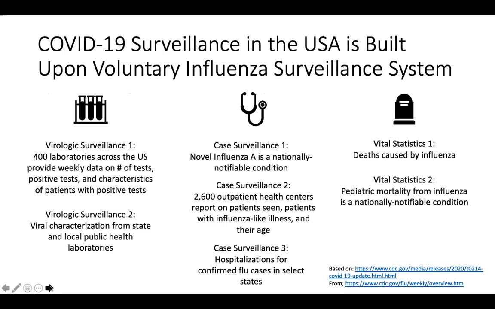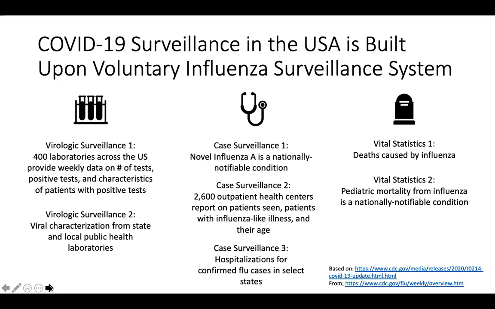We have virological surveillance for flu happening in 400 laboratories across the US that already have a connection, and they're testing respiratory samples for flu and now for COVID-19. We also have virological surveillance, usually in the local public health laboratories, that's looking at characteristics of the virus itself, as opposed to the initial virologic surveillance at the laboratories, which is just the presence of the virus. The second is that more in-depth one, looking at antigenic shift or drift.